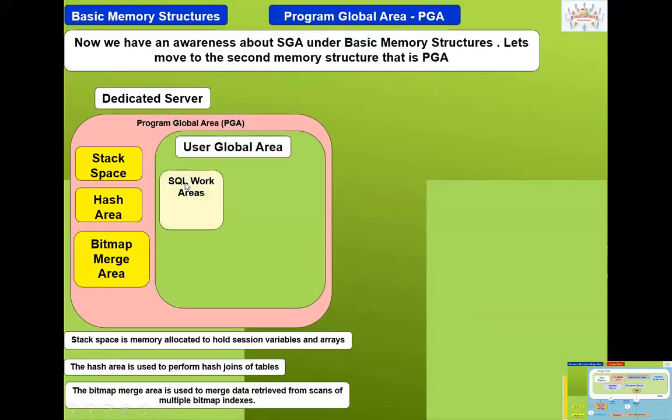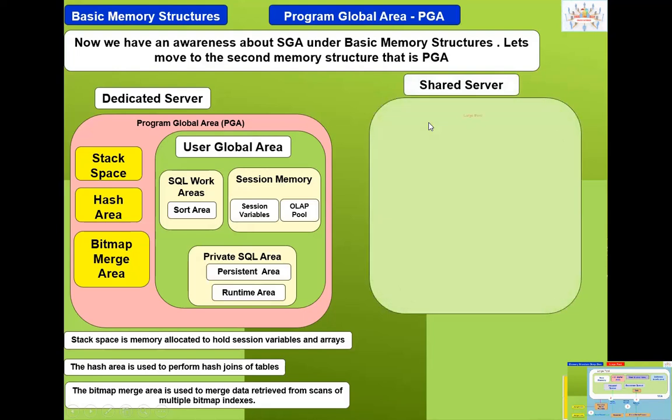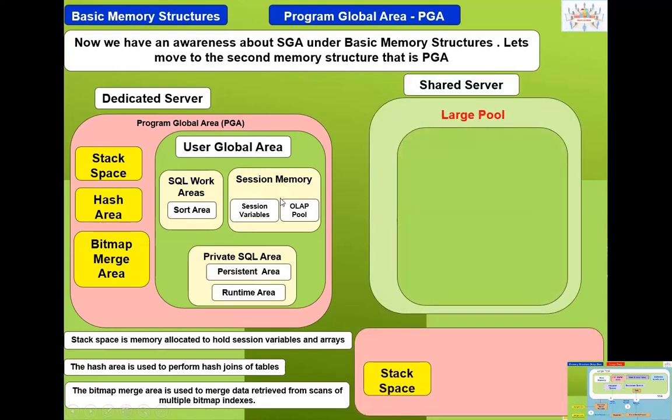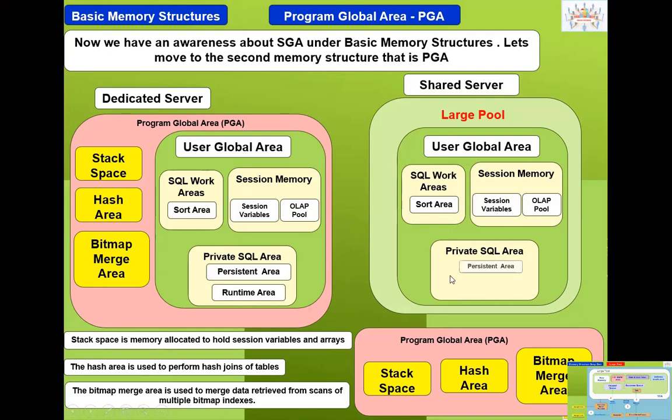So in a shared server environment, the UGA is not within the PGA. The UGA is in the large pool. In shared server, you can see the UGA is in the large pool. So all the shared memory, session related information, sort area, and those things are in the large pool. You can see large pool, session memory related information. This is what they are talking about in a shared server environment. This is a shared area across multiple shared servers. That is why it's very important. Hope you got the idea.